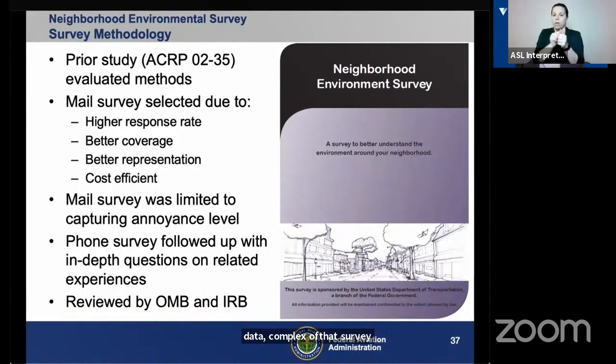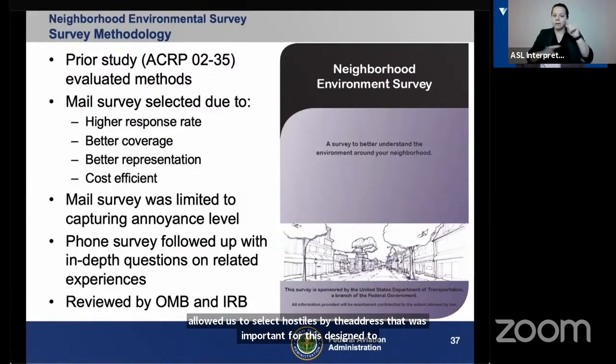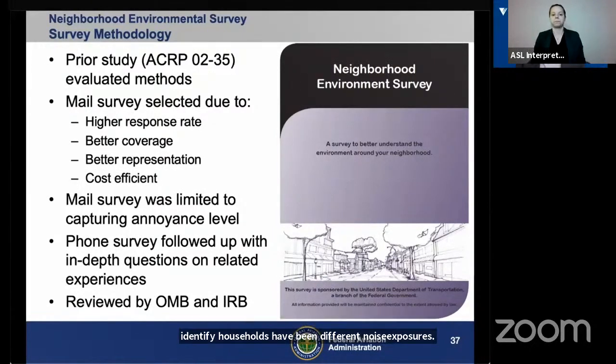Mail surveys allow for higher participation rates versus telephone and web. Using mail also allows us to select households by their address, which was very important for this design to precisely identify households at varying noise exposure levels. Further, the mail survey participants in ACRP 02-35 aligned very well to the census demographics of the sampled area, and mail is much more cost efficient versus other methods.